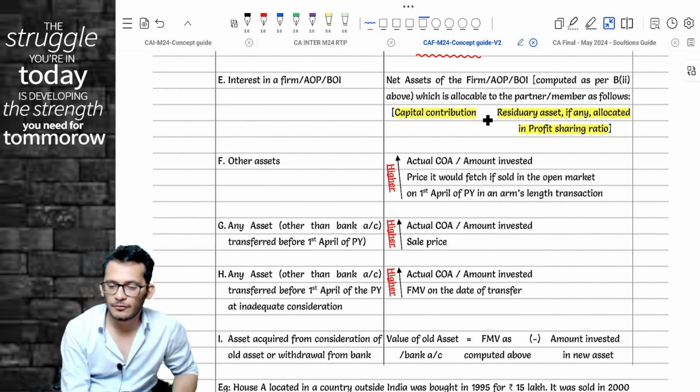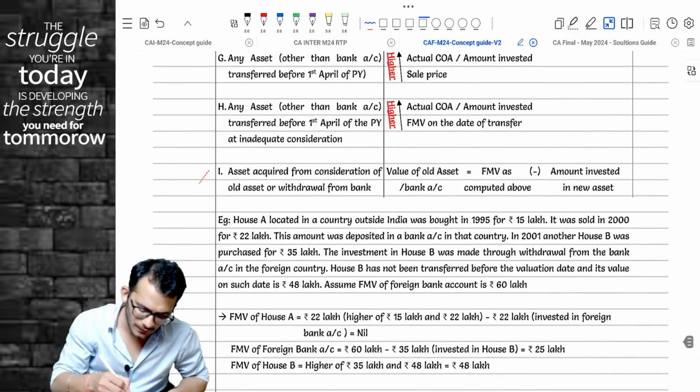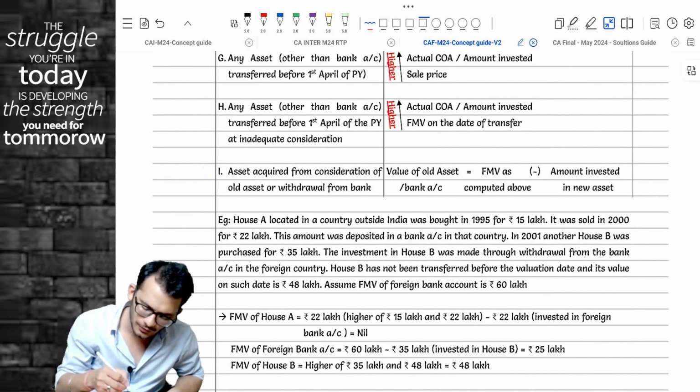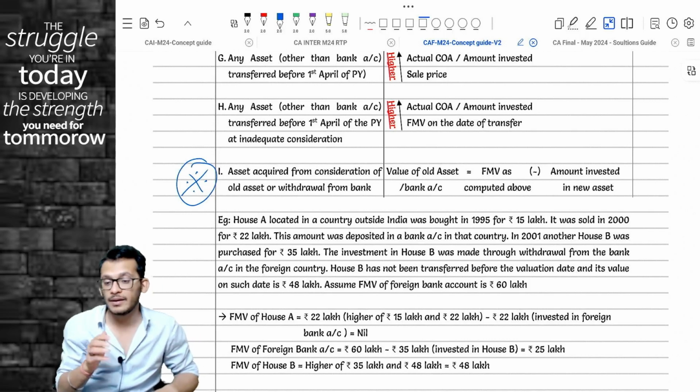Agreed. Yes. The final item, which is the important thing for the exam. We are looking at an asset acquired from the consideration of an old asset or from a withdrawal from a bank.